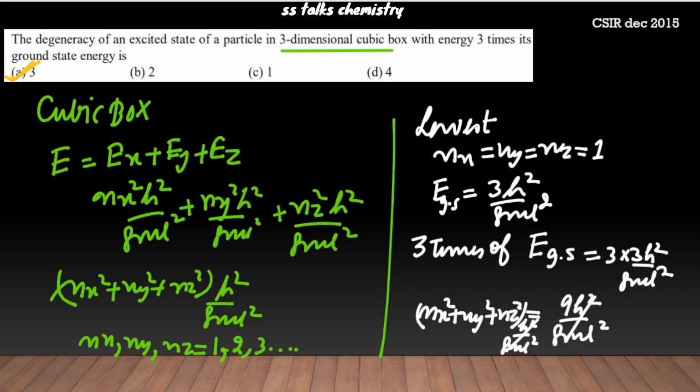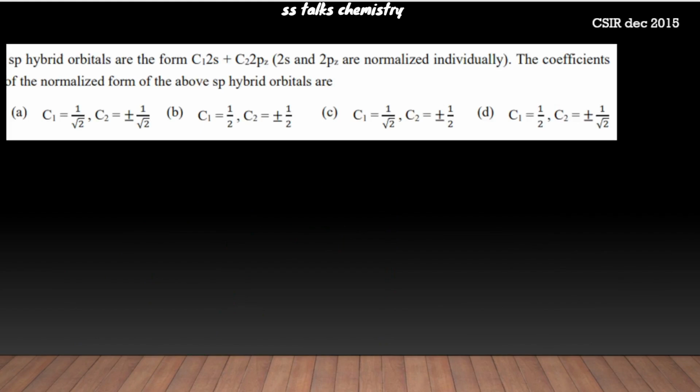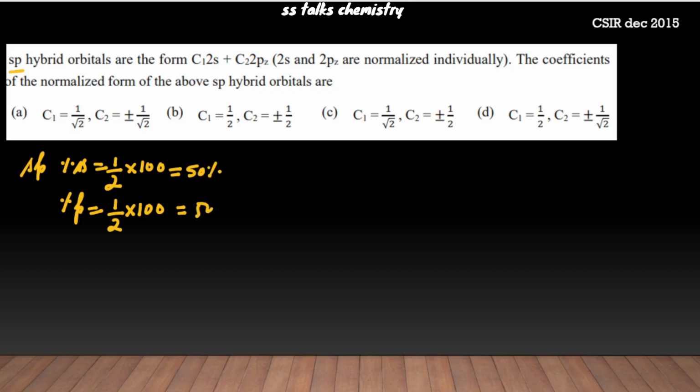Okay. Next, this question is about the sp hybrid orbitals. Firstly it is sp. So the percentage of s, how much is there, that is 1 by 2 of the 100, and the percentage of p, if you see, is also 1 by 2 into 100. So equal percentage of both of these, which is 50 and 50%, is in the sp hybrid orbital.